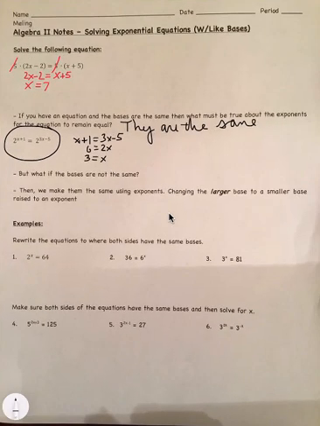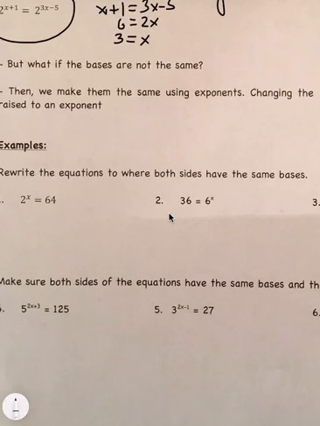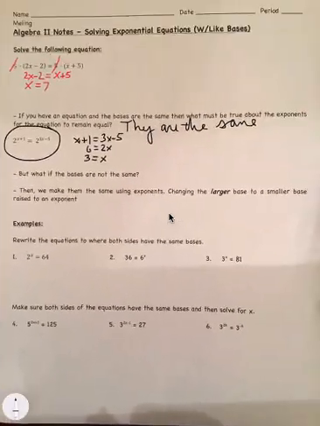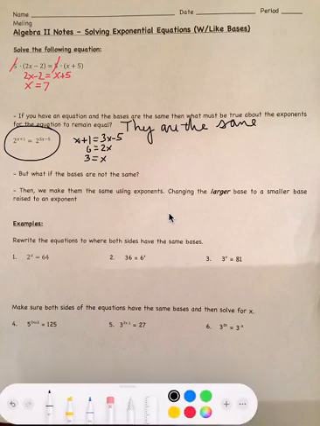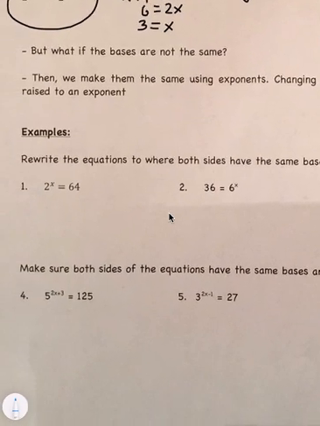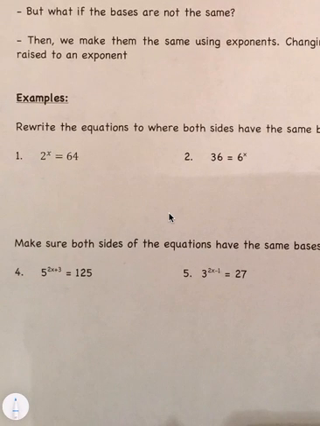Now, what if the bases are not the same? Well then, we need to make them the same using exponents, changing the larger base to a smaller base raised to an exponent. So let's take a look at a few examples. So these first 3, we just want to rewrite the equations to where both sides have the same bases. We're not even solving, we're just setting it so they both have the same base.